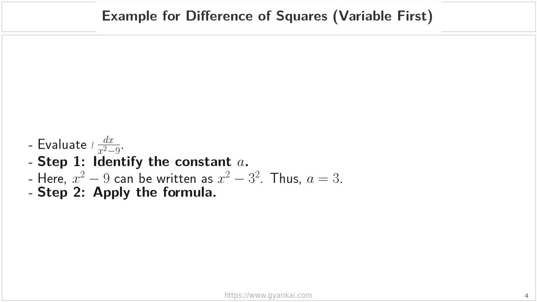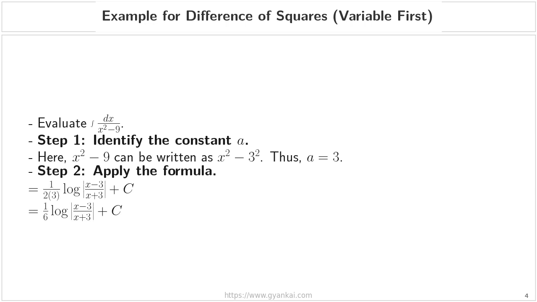Now for step 2, we simply apply the formula we just reviewed. We substitute a with 3 in our formula. So we have 1 over 2 times 3, which is 1 over 6, multiplied by the natural logarithm of the absolute value of x minus 3 over x plus 3. And don't forget to add our constant of integration, c. Therefore, the integral of 1 over x squared minus 9 dx is equal to 1/6 times the natural logarithm of the absolute value of x minus 3 over x plus 3, plus c.